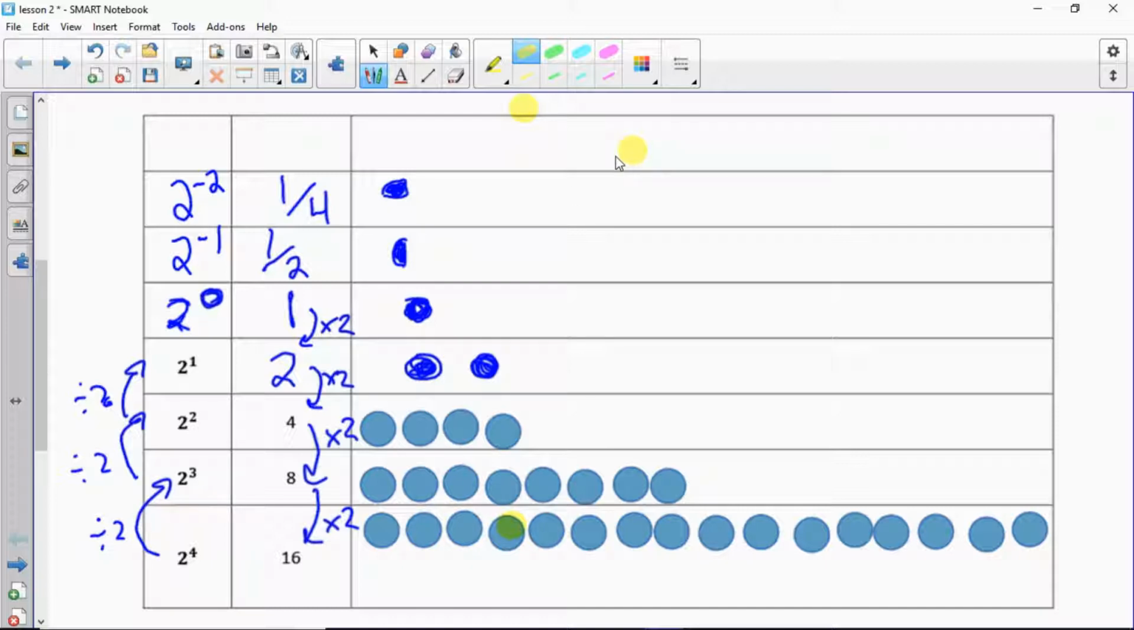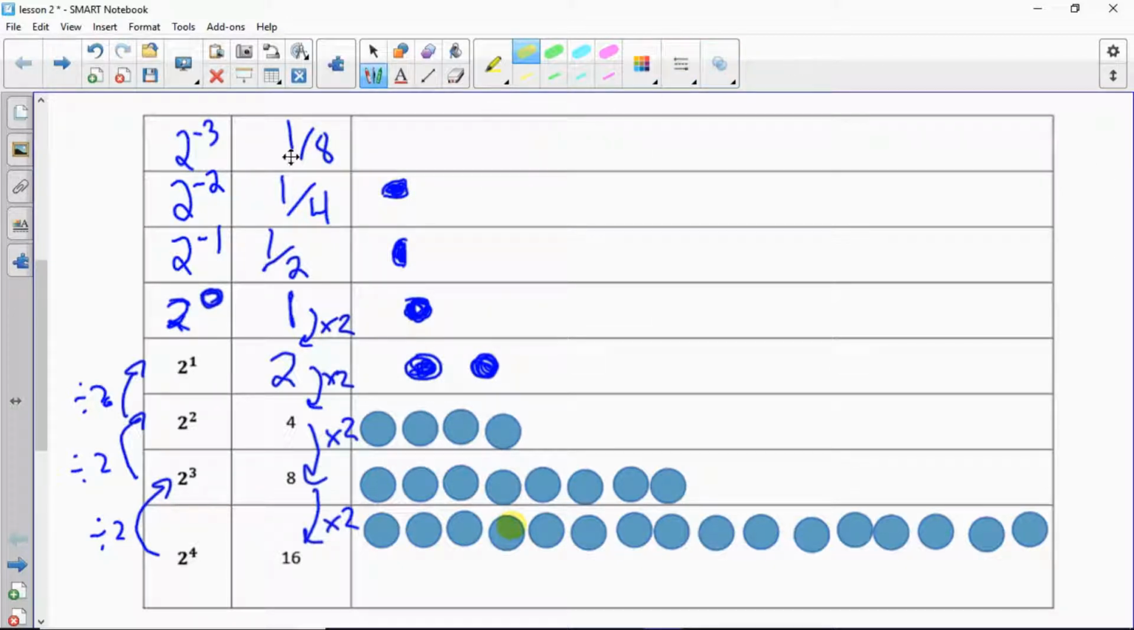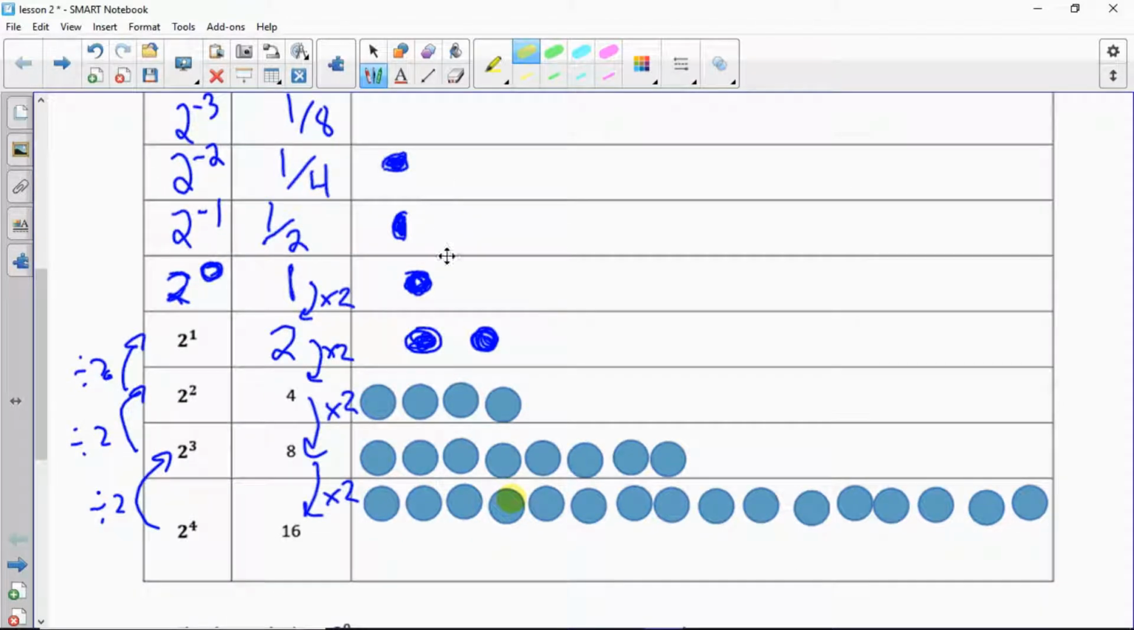And I can continue. I could keep going if I want. How about 2 to the power of negative 3? Well, half of a quarter is an eighth. And sure enough, 2 to the power of negative 3 is in fact 1/8. So these numbers are exactly what allows this doubling pattern to continue going. Okay, the circles didn't work out as well as I hoped. I have a very hard time drawing them on here.